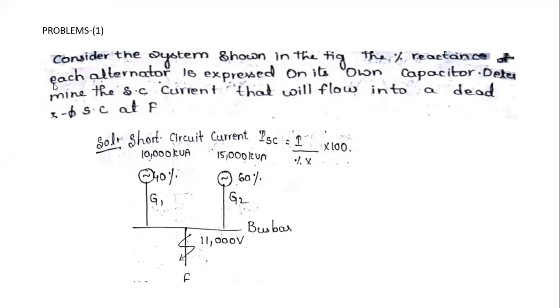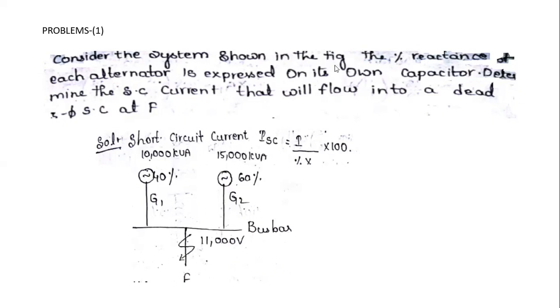The percentage reactance of each alternator is expressed on its own capacity. Therefore, determine the short circuit currents that will flow in a dead three phase short circuit fault. The fault is at this point, where the voltage is 11,000 volts. This is the bus bar, and we are using two generators, G1 and G2. The reactance is 40% for G1 and 60% for G2.